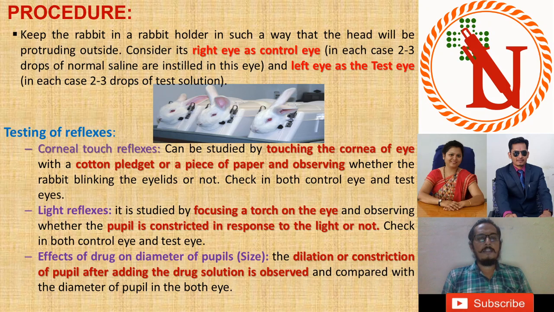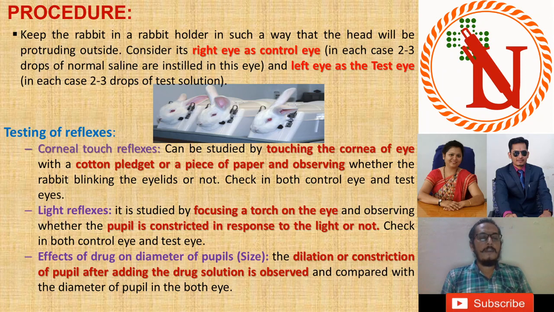We will measure three kinds of reflexes or responses. The first one is the corneal touch reflex, in which we touch the cornea of the eye with a cotton pledget or a piece of paper and observe whether the rabbit blinks its eyelids or not. Check this in both the control eye and the test eye. The second is the light reflex, in which we focus a torch on the eye and observe whether the pupil constricts in response to the light or not. Check this in both the control eye and the test eye.